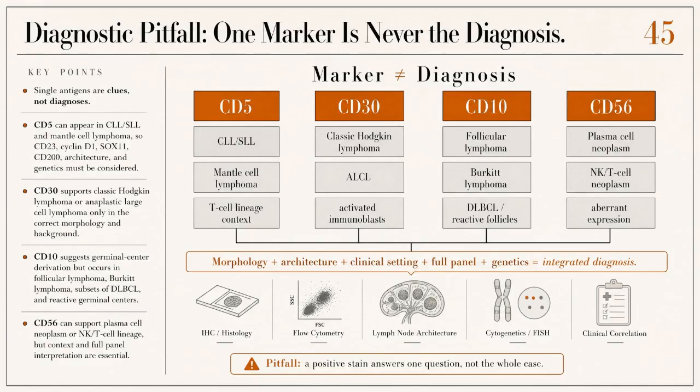CD10, often associated with follicular lymphoma and Burkitt lymphoma, illustrates another diagnostic pitfall. While its presence can guide the differential diagnosis, CD10 expression is not pathognomonic and can be aberrantly expressed in other lymphomas or even reactive processes. CD56, frequently positive in multiple myeloma, also appears in other hematologic malignancies, and relying on it alone could lead to erroneous conclusions. This slide's core message is that immunophenotypic markers must be interpreted as part of a multi-parameter diagnostic approach.